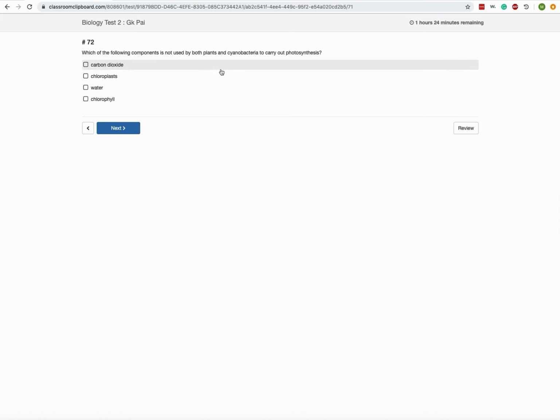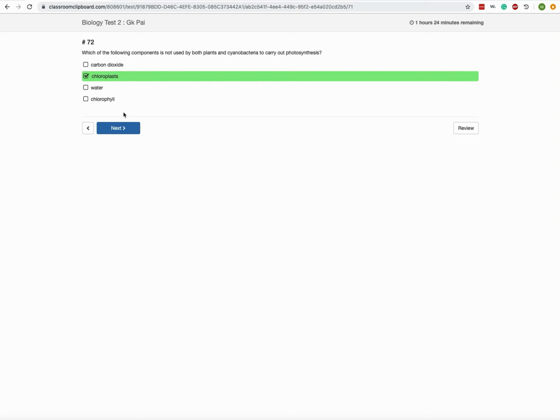Which of the following components is not used by both plants and cyanobacteria to carry out photosynthesis? So cyanobacteria, remember bacteria are prokaryotes, they don't have organelles. The chloroplast is an organelle, it's not going to have one.